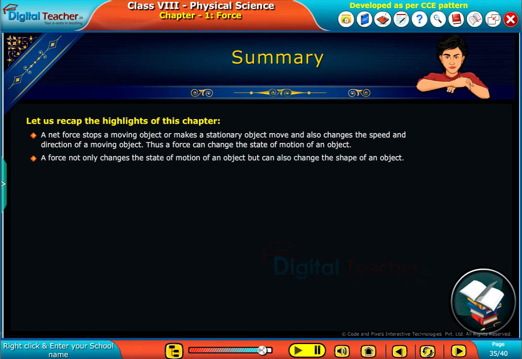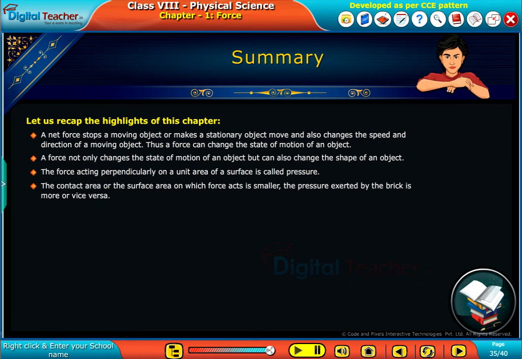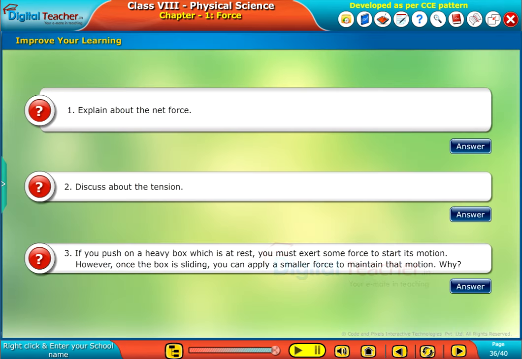A force not only changes the state of motion of an object but can also change the shape of an object. The force acting perpendicularly on a unit area of a surface is called pressure. The contact area or the surface area on which force acts is smaller, the pressure exerted by the brick is more or vice versa. Read the questions and attempt the answers on your own. You can click Answer for your reference.